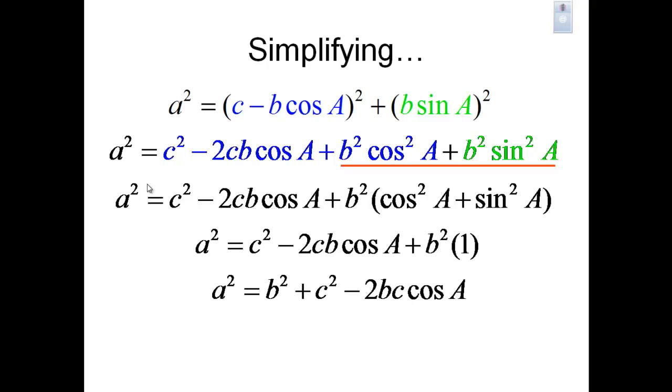So then, rearranging just a little bit more, we get part of what we have for our law of cosines, and that is that a squared equals b squared plus c squared minus 2bc times the cosine of A.